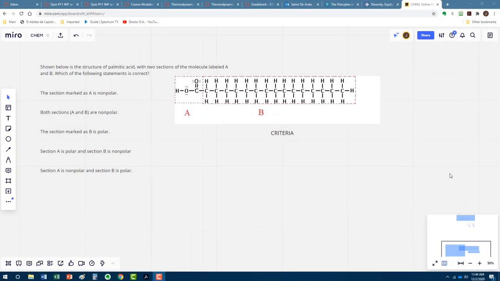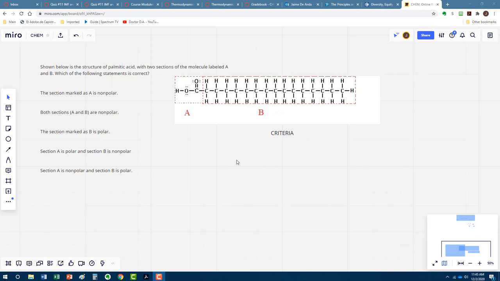All right, let's go to the next question. It shows us here the structure of palmitic acid, and you can see it here. And we have sort of highlighted two sections of the molecule. It is common for many compounds in nature to be made of larger molecules than the ones that we typically work with in unit 10.